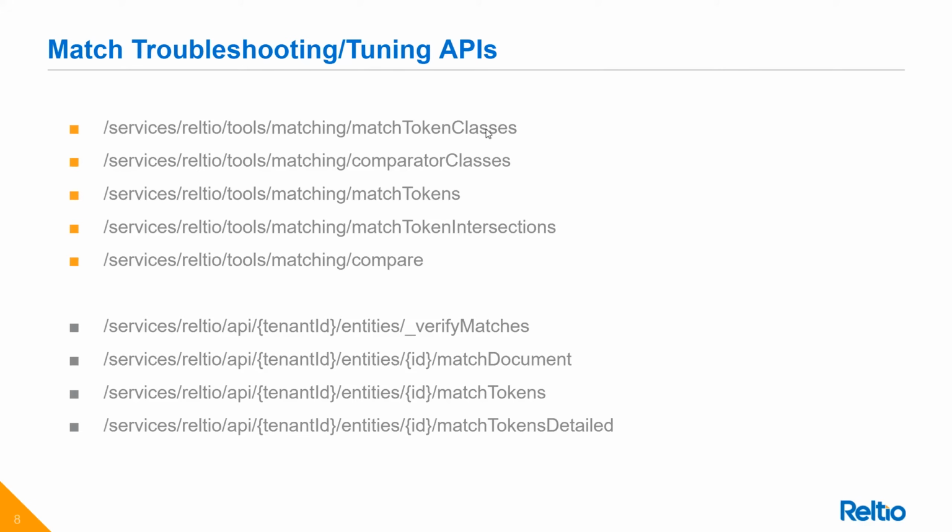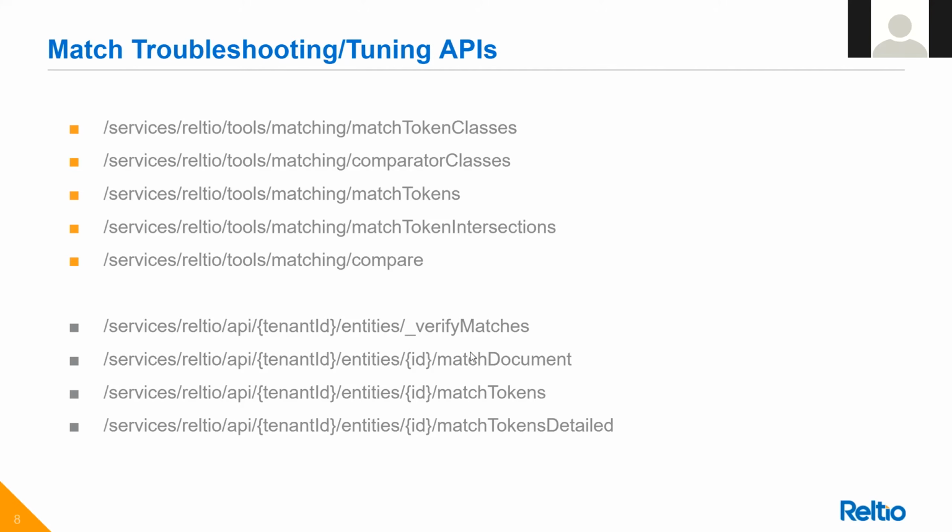So I'll just read through this, like match token classes. This is a list of token classes that are supported. Then you have comparator classes tokens. What you see here on the top, these are basically generic tools, meaning it is not tied to your Reltio tenant data. You can just provide any two values, for example, and say, hey, show me how these two values will match using this tokenizer or using this comparator. So you can just play around with it with any sample data without loading that record. It's just like two values that you're passing, Johnny and Jimmy, let's say, okay, show me how this will match using Fuzzy, right? So you can do all of that using these top listed APIs.